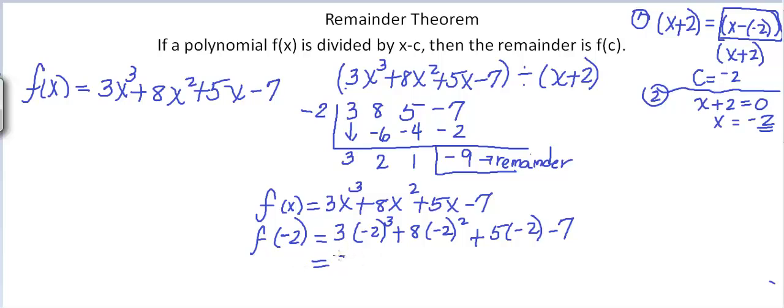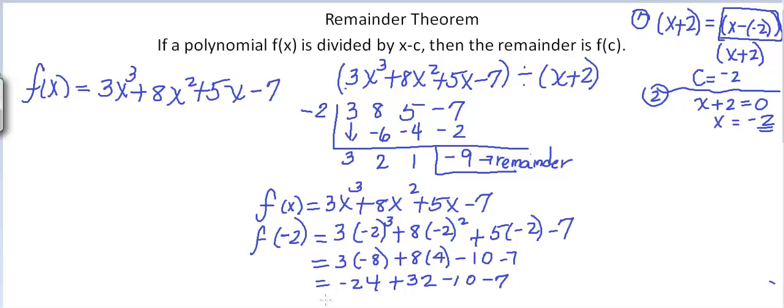Okay, so 3 times negative 8 plus 8 times 4 minus 10 minus 7. This is equal to negative 24 plus 32 minus 10 minus 7. And that equals 8 minus 10, negative 2, minus 7, negative 9. It's true what the theorem says. If I take a polynomial and I divide it by any linear term, the remainder I get is also equal to f of c. It's true.